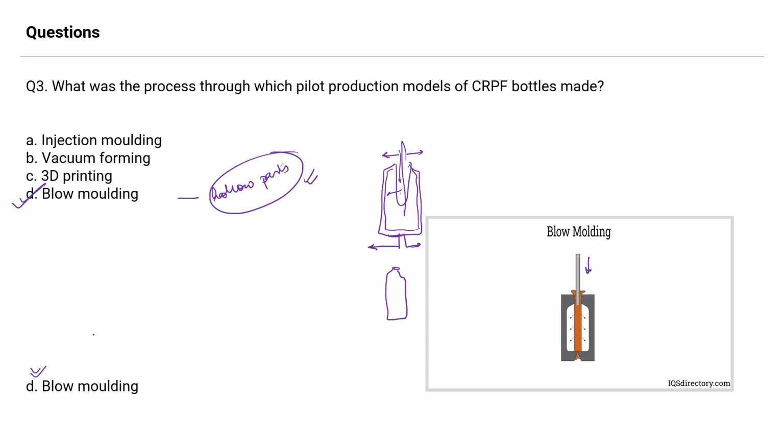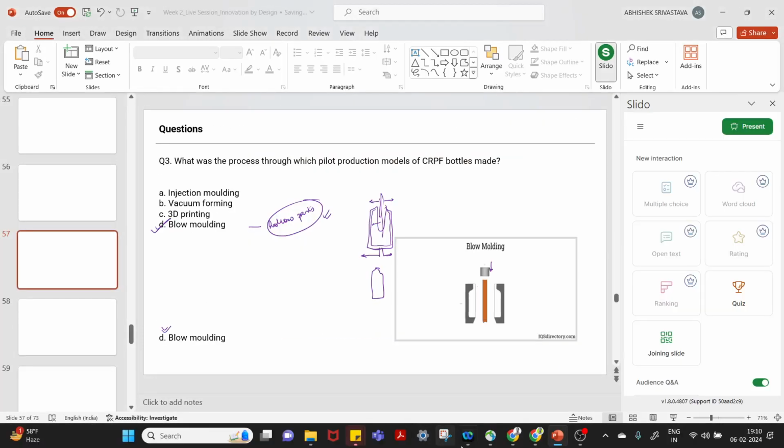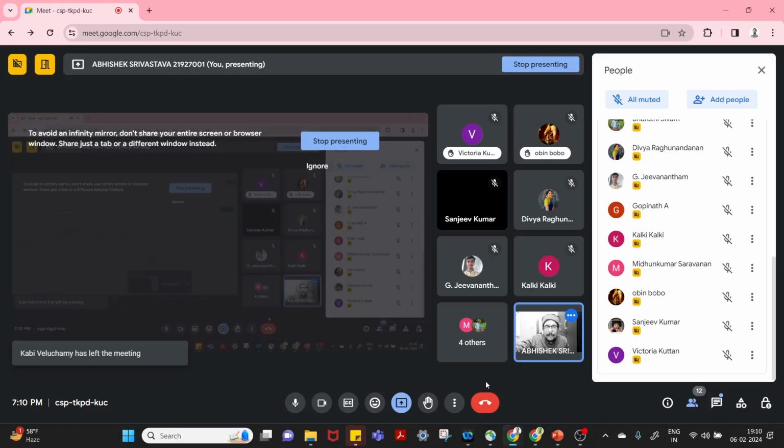Okay. But now we'll take a quick 3 minute break, and we'll get back once again. So, if you want to do something, you can just go around. We'll just take a pause of 3 minutes and then we'll get back. Okay. So we'll be back in 3 minutes. All right.